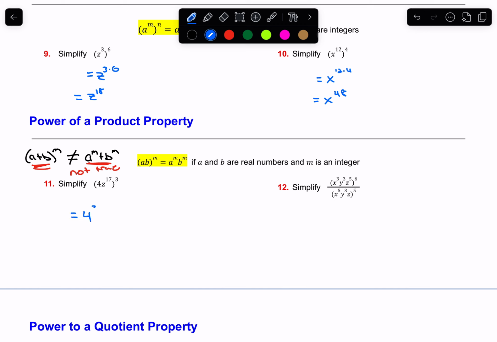This is going to be equal to 4 to the 3 times z to the 17 times 3. Okay, 4 to the 3 is 4 times 4 times 4. That's 64. And z to the 17 times 3, if you play darts, you're good at multiplying by 3s, hopefully. 17 times 3 is 51.